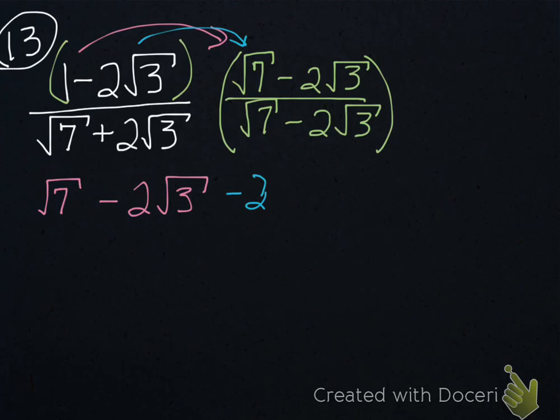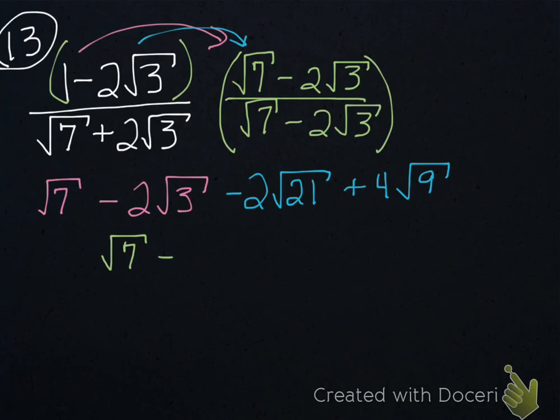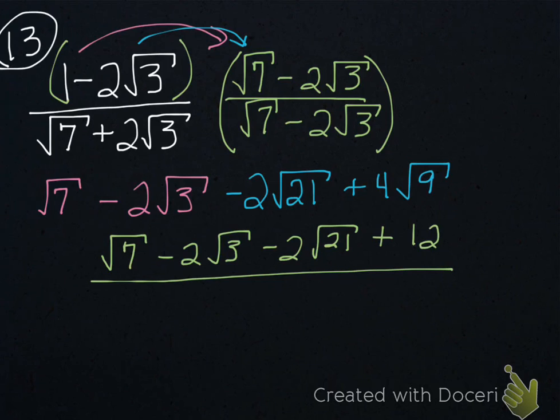Minus 2 square root of 3 times 7, which is 21. Now the 2 square root 3 and 2 square root 3, that becomes plus 4 square root 9. Is there anything we can simplify before we move on? Yes, let's do that. Square root 7 minus 2 square root 3 minus 2 square root 21 plus, and this becomes 4 times 3 because 9 square rooted gives me 3.